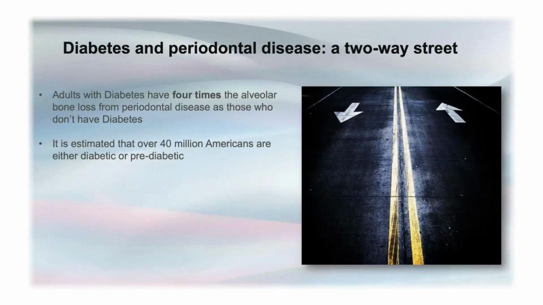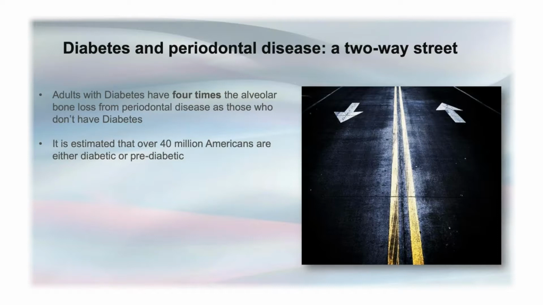Diabetes. It's a two-way street with diabetes and periodontal disease. Adults with diabetes have 4 times the alveolar bone loss from periodontal disease as those who don't have diabetes. And you can look at a patient and tell once they open their mouth, you can see so many diseases. I can see heart disease when I look at a patient with bleeding gums. I can see a patient that's a diabetic, a patient that has a liver problem. Once you learn how to examine the oral cavity and look for these, you'll be able to identify so many patients and help your patients.